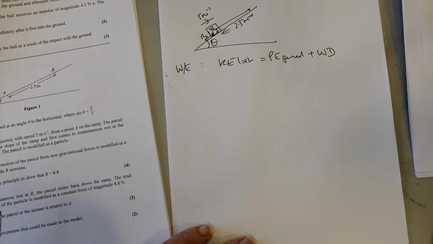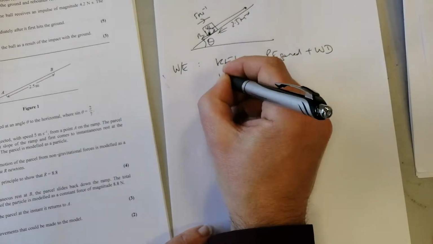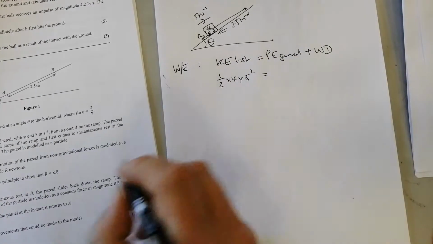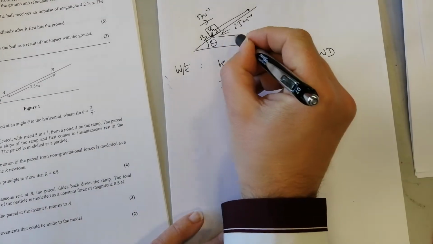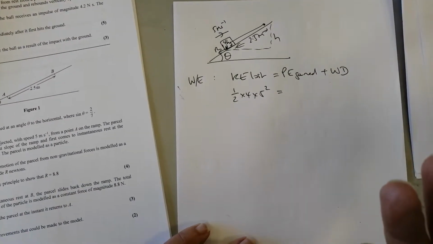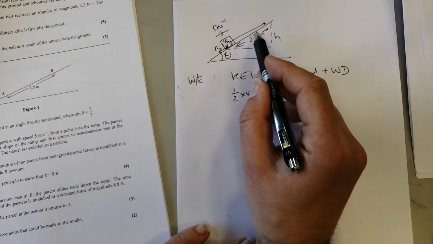Now, some of these are relatively easy to piece together. We've got the kinetic energy, we can work that out. That's a half mv squared, and we know the speed is 5. So a half times 4 times 5 squared is equal to the potential energy gained. Well, it goes up that height. So if we know it goes up that height, we just have to work out how high that is. But that's the opposite. That's the hypotenuse.